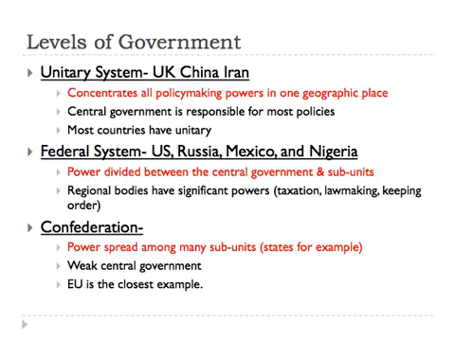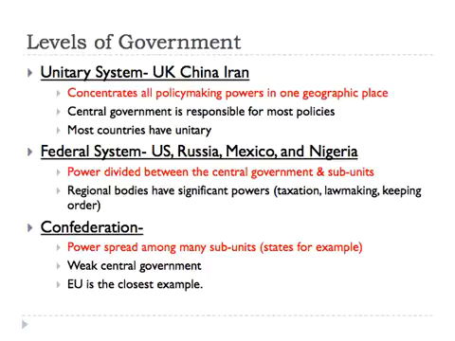Looking at different levels of government then, we have unitary systems, like the UK, China, Iran, which concentrate all the policy-making powers in one place, a geographical location. Your central government is responsible for most policies. Most countries are unitary. Federal systems, like the United States, Russia, Mexico, Nigeria, divide power between the central government and subunits, for example the states in the United States. Regional bodies have significant powers, like states can tax and make different laws.